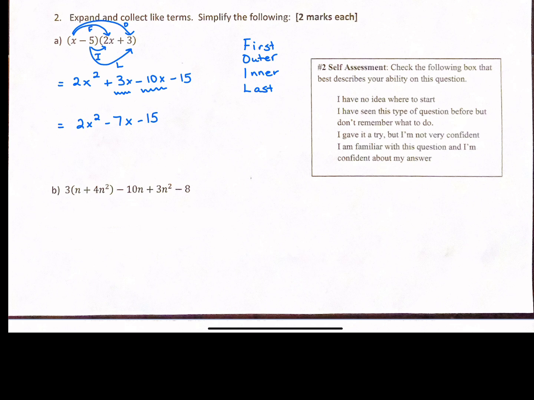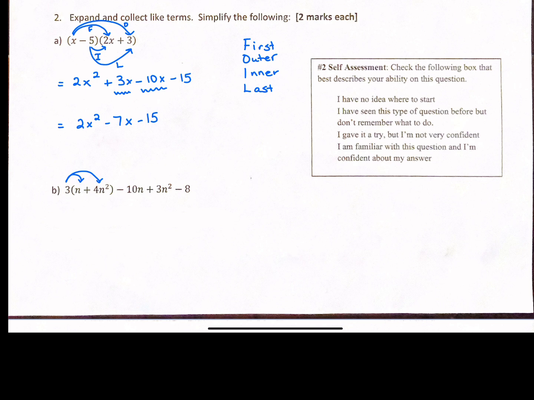Our next example is falling under the same instructions. It says expand and collect like terms, but this time we don't actually use the FOIL process because I don't have 2 sets of terms being multiplied by another 2 sets of terms in those brackets. We have a single term out front, so there's your 3, that's being multiplied by everything that comes in the brackets behind it. So this is kind of what we call distribute instead, or the distributive property.